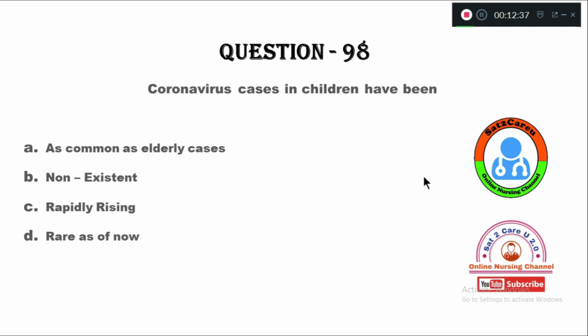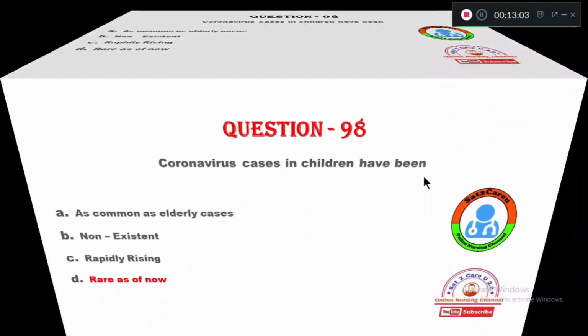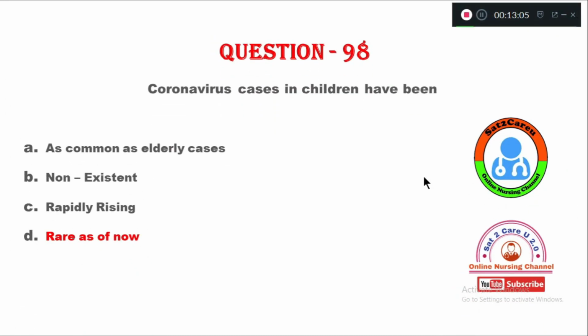Question number 98. How does coronavirus at present affect children? Option A, it is as common as elderly cases. Option B, non-existent. Option C, rapidly rising. Option D, rare as of now. So in children, coronavirus at present is very rare. It is very rare compared to the adolescent, adult and older population. Children are affected in very small numbers.